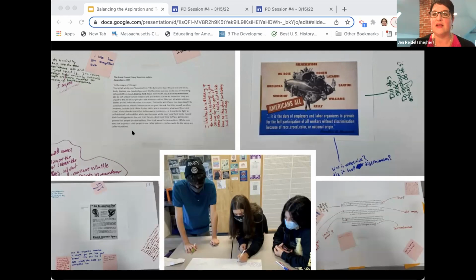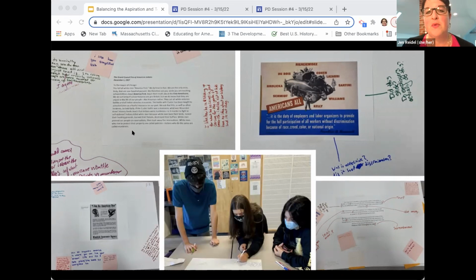It was a letter written in, I believe it's December of 1927, to the mayor of Chicago, challenging how history is being told in the Chicago schools, and challenging how a Native American perspective has been left out and needs to be included. So kids read that, and then they write their comments in their initial group.